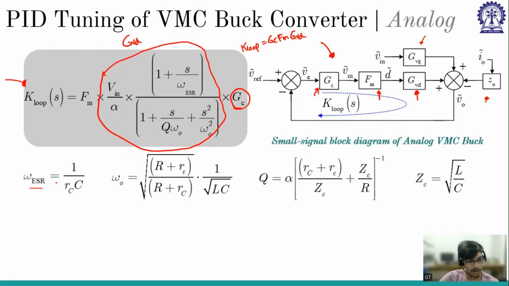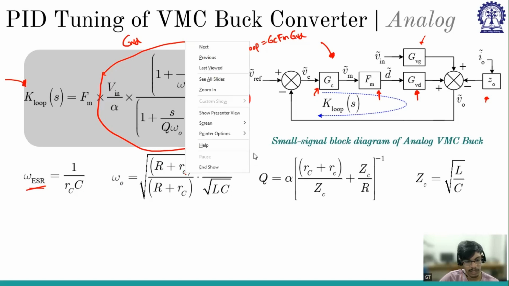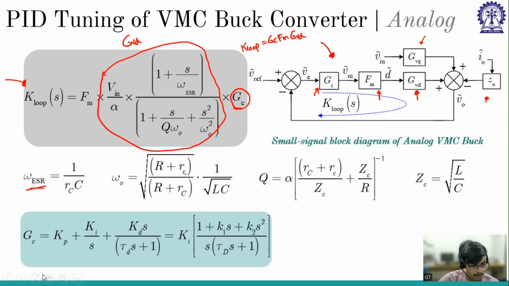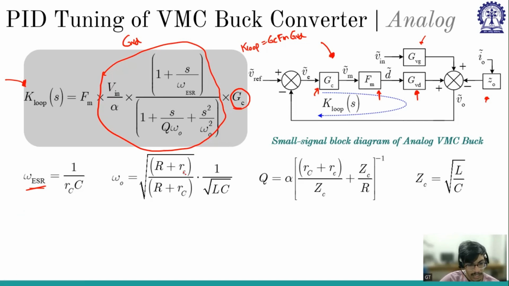Omega ESR is 1 by RC into C. Omega naught is R plus RE. RE equivalent means R on resistance plus RL of the inductor by R plus RC of the capacitor into this expression. The derivation of these expressions is not mandatory. You just have to know these expressions. If you want the derivation, then you have to go to the previous course. But the exact derivation is not necessary, but you should have an idea of how they are deriving it.